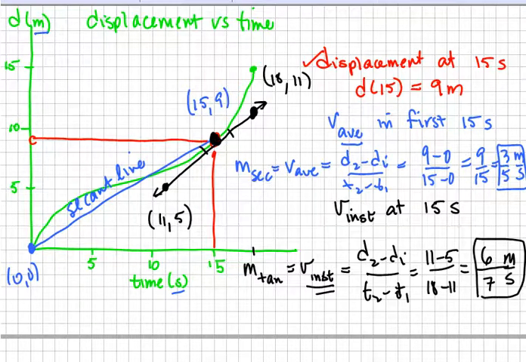So to recap, if you're asked for an average, you're looking for the slope of the secant line. If you're asked for an instantaneous value, you're looking for the slope of the tangent line.